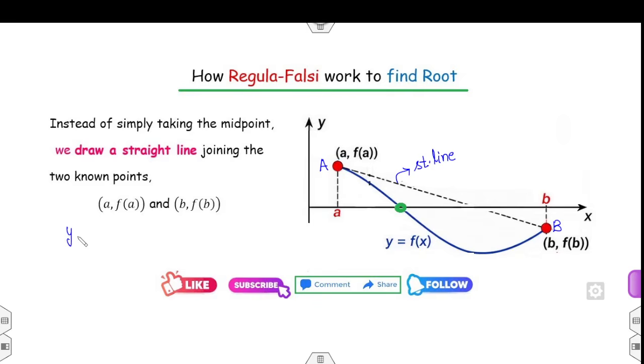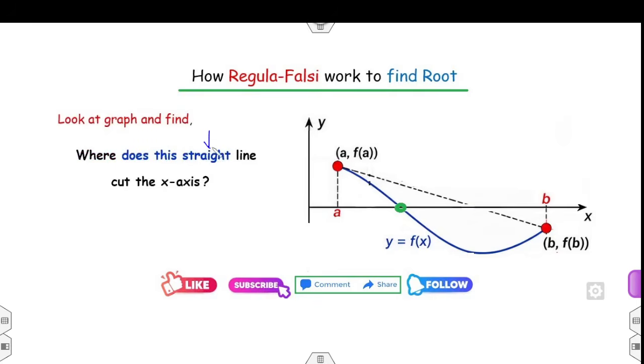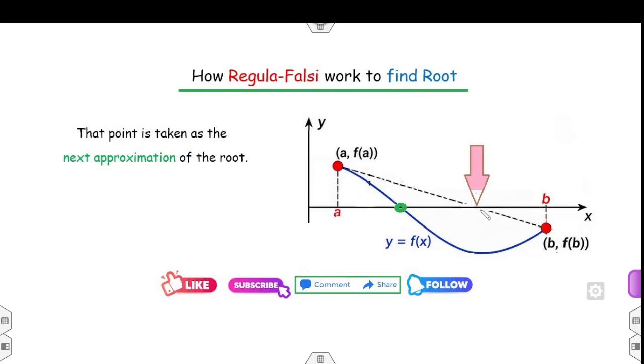Of course, you can write y minus y1 equals the slope, (fb minus fa) divided by (x2 minus x1), into (x minus a). Where will this straight line cut the x-axis? It cuts it at this point. So find the point where this straight line cuts. Whichever point it cuts at, that is called the new root. This point where it cuts, we call the next approximation.